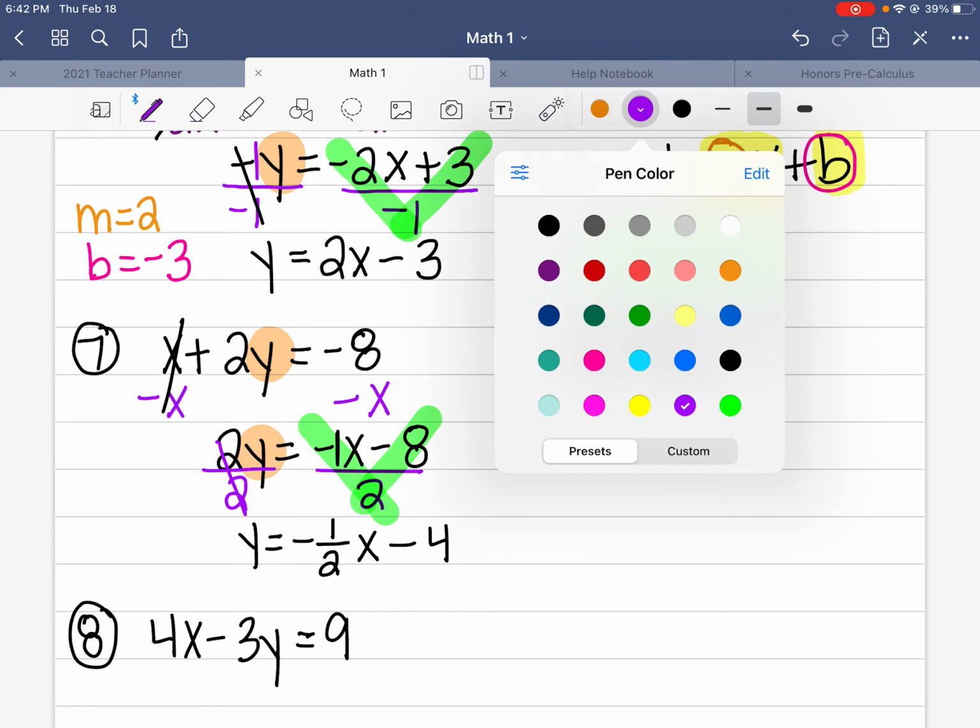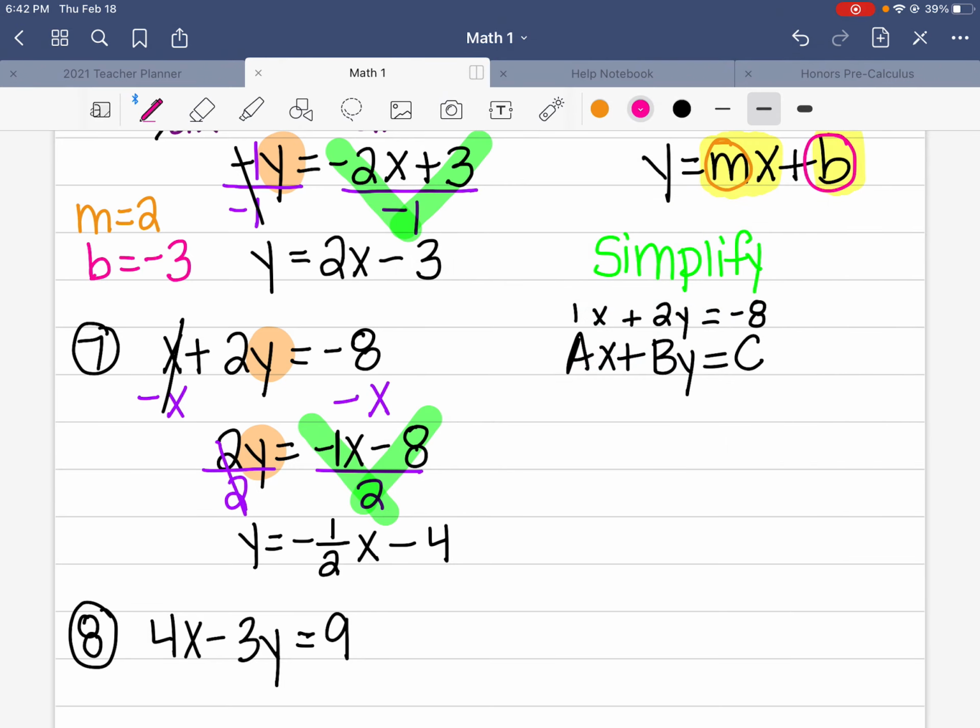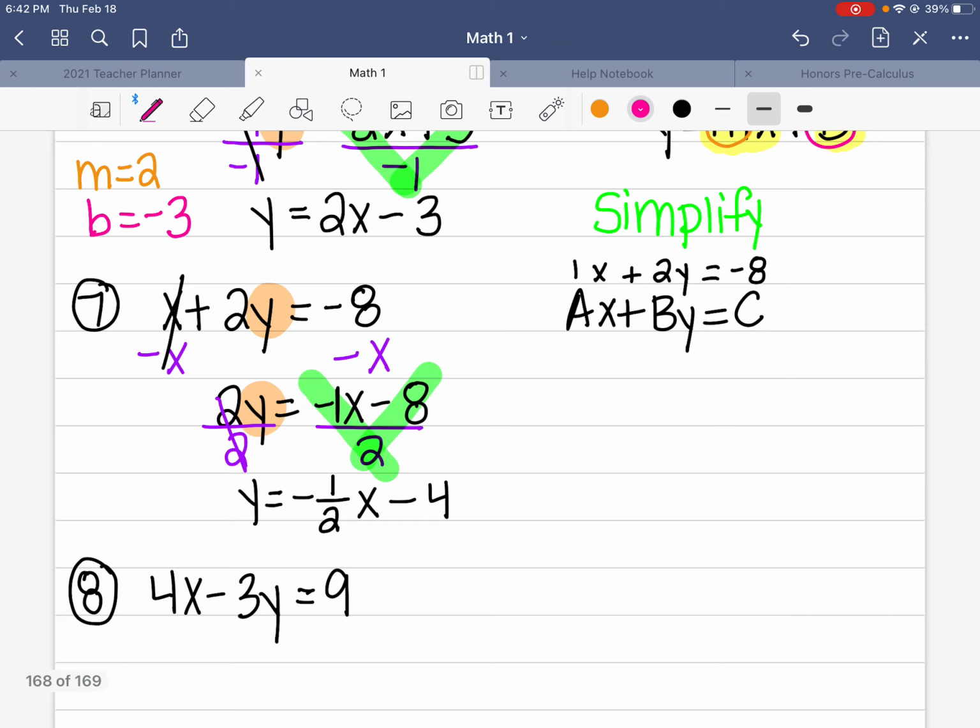All right, so just like we did a second ago, now that we're in slope-intercept form, I have y equals mx plus b. If I were to rewrite this, it would be y equals mx plus b. We are in slope-intercept form, so I now have my slope. My slope is negative 1/2, so m equals negative 1/2. My b is negative 4, so b equals negative 4. When it's in slope-intercept form, you can easily tell me my slope and my y-intercept.